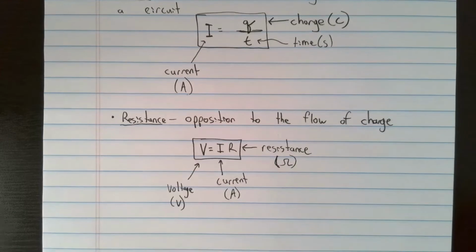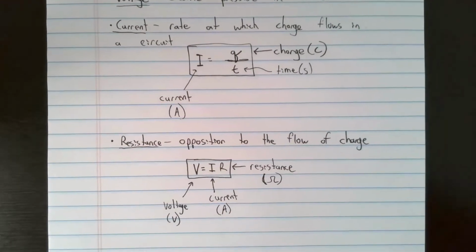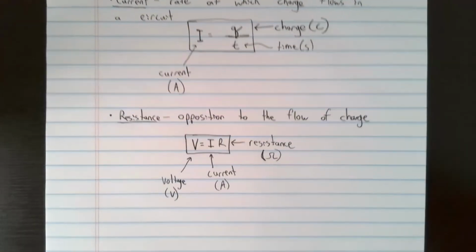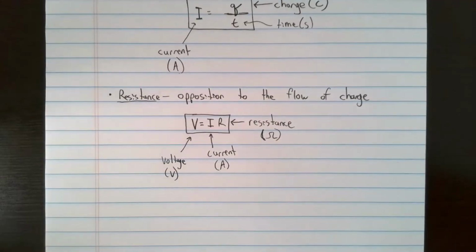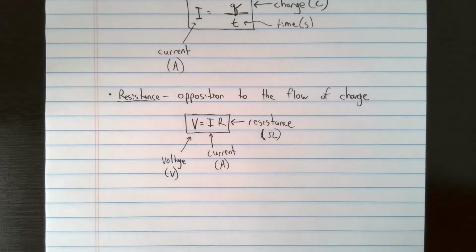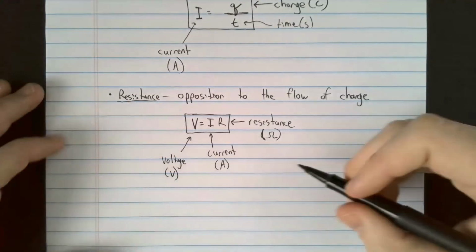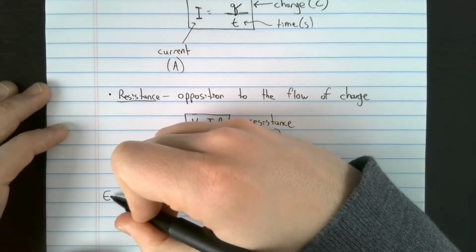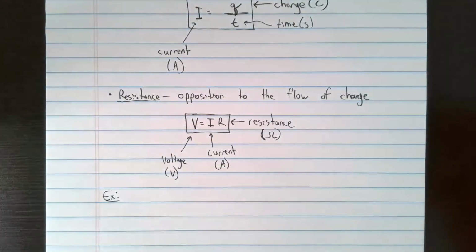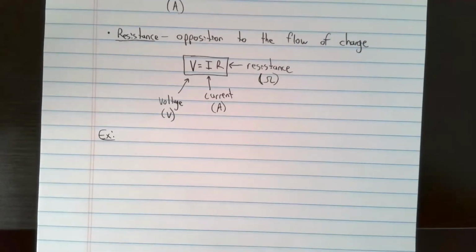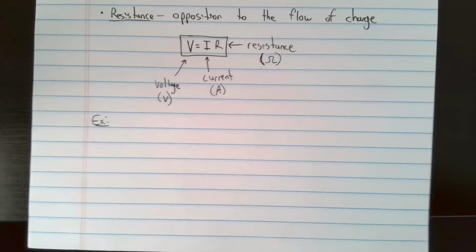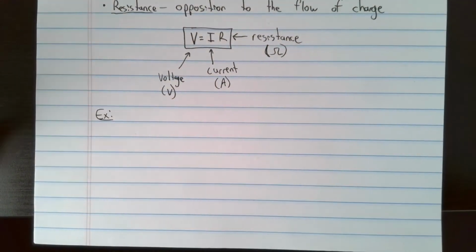Okay. I'm going to try to make up an example that utilizes both of these equations. We're going to calculate charge in a certain amount of time, and I'll give volts and resistance. Okay. So here will be our example. I think we'll be able to fit this on maybe 4 lines.